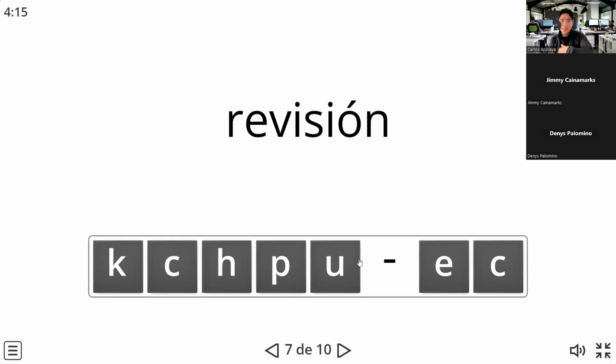Okay, so revision. Let's come back to the class. Revision, another way to say revision: check up. Yes, this is the check up.